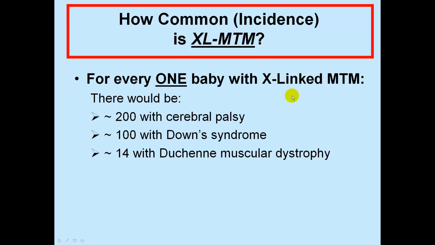Another way of saying that would be that for every 1 baby that you would see with X-linked myotubular myopathy, if you were in a busy hospital that was delivering lots of infants, there would be 200 with cerebral palsy, and another 100 with Down syndrome, and another 14 with Duchenne's muscular dystrophy.